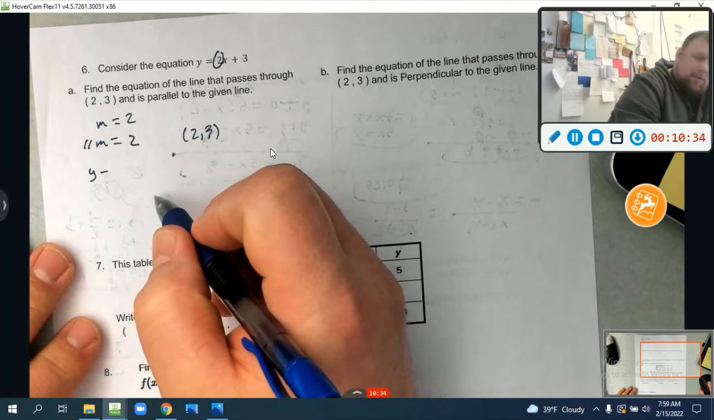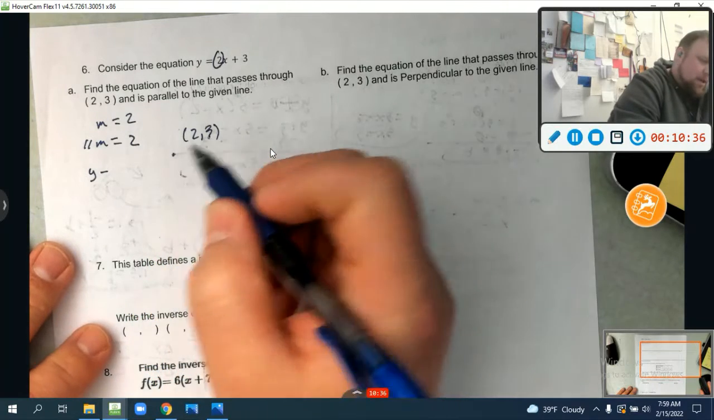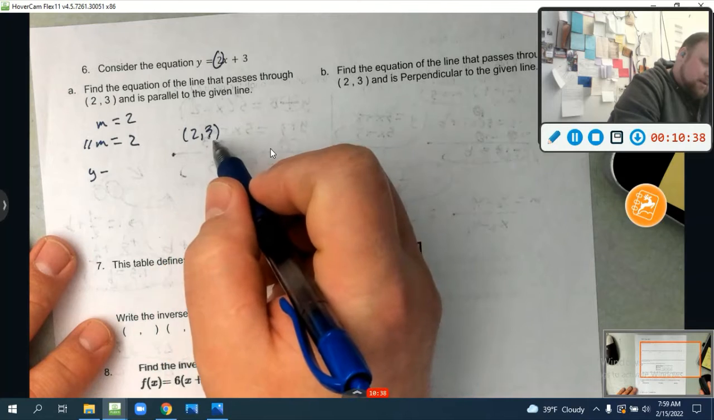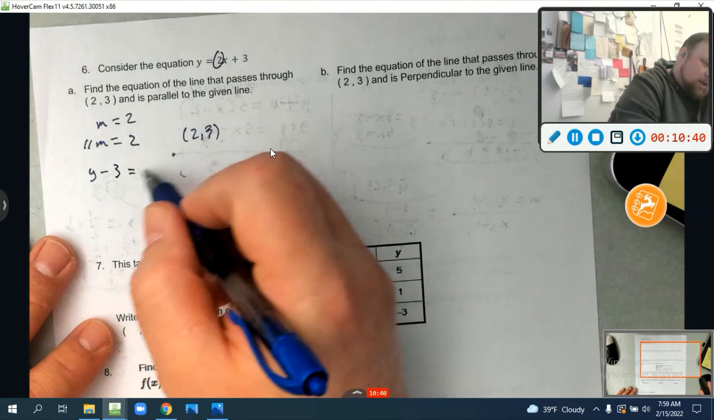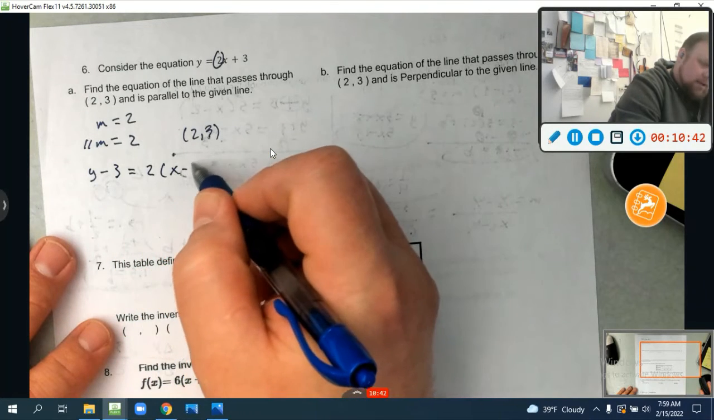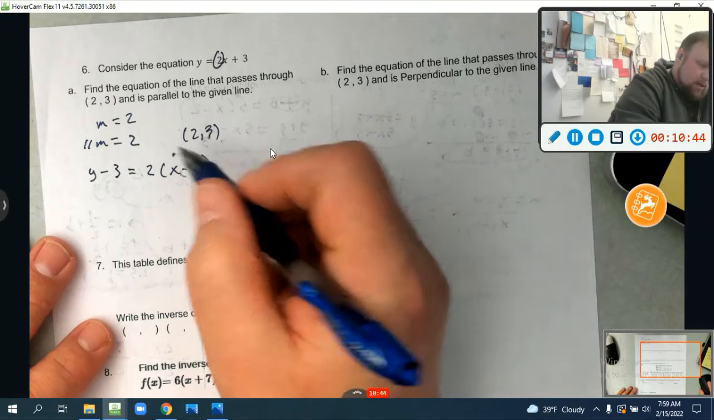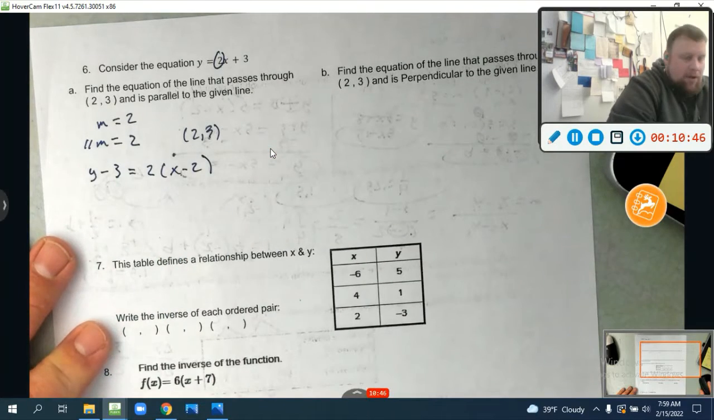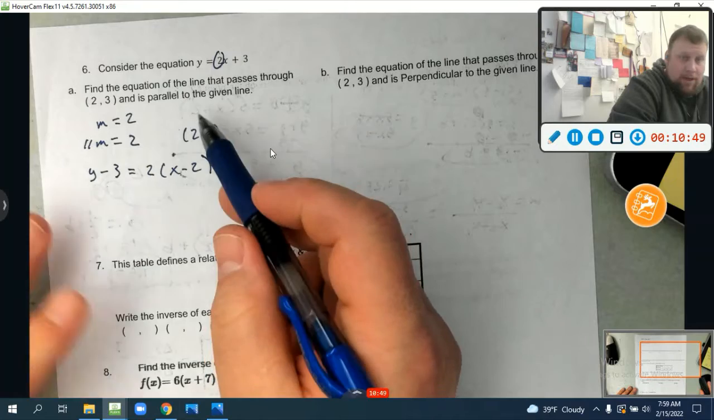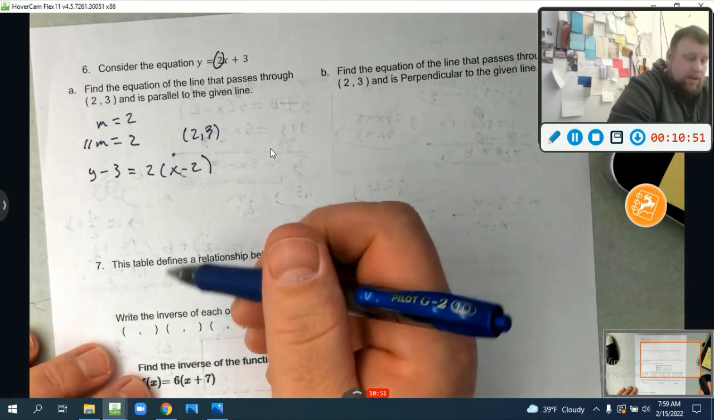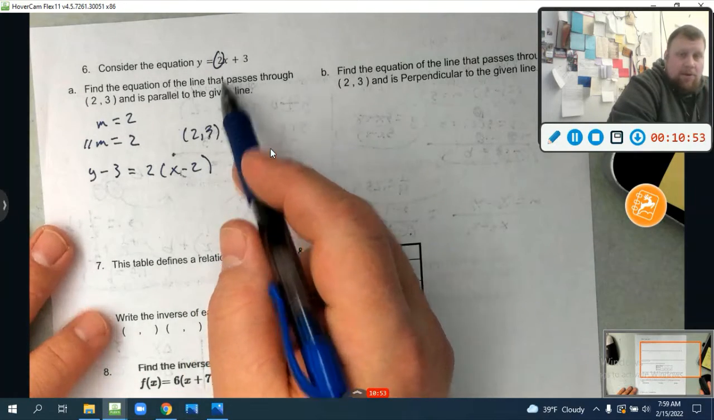I'm going to put it in slope intercept, though. So y minus my y value equals my slope times x minus my x value. Even though this is point slope form, it doesn't define what form we need, probably will on the test. And since that's in slope intercept, I'm going to go ahead and put it into slope intercept.